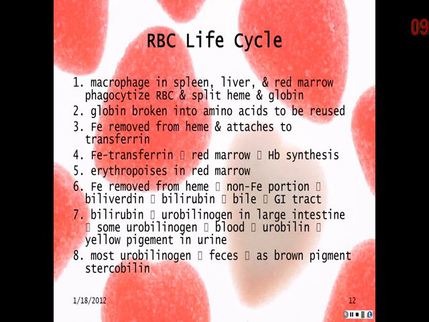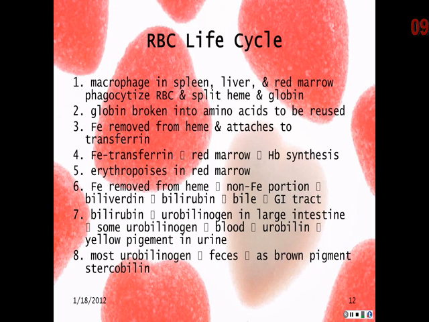So this slide here summarizes the red blood cell life cycle. A red blood cell will live for 120 days. At the end of their life cycle, they migrate to the liver, spleen, and red marrow, where macrophages phagocytize the red blood cells and split the heme and globin. The globin portion is broken into amino acids to be recycled.